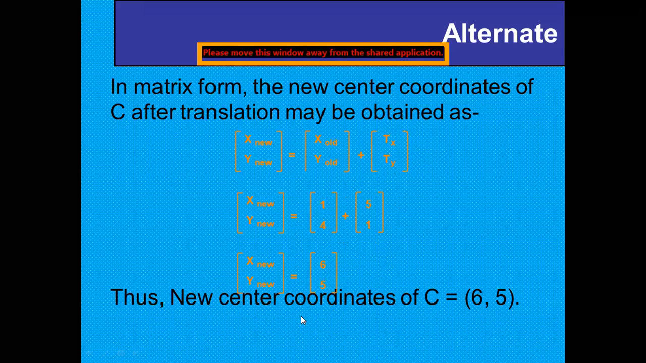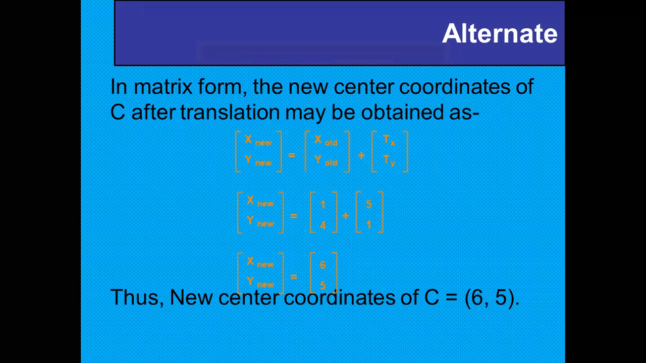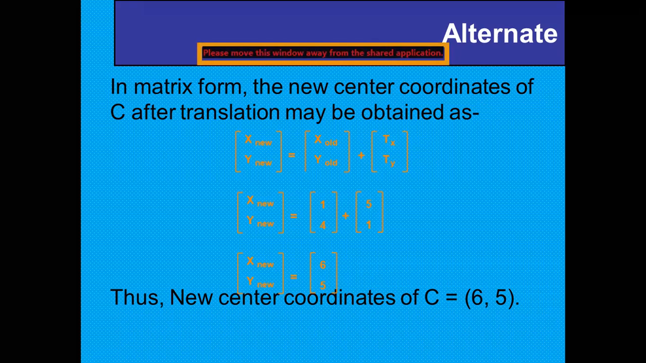So either you solve with the help of the given equations for the translation, or with the help of the matrix, you will get the same answer. You will get the same coordinates for x new and y new. Either you solve with the help of the equations or with the matrix formulation, you get the same values. Again you can see here it is 6, 5. We are getting the same answer, so this is very easy.